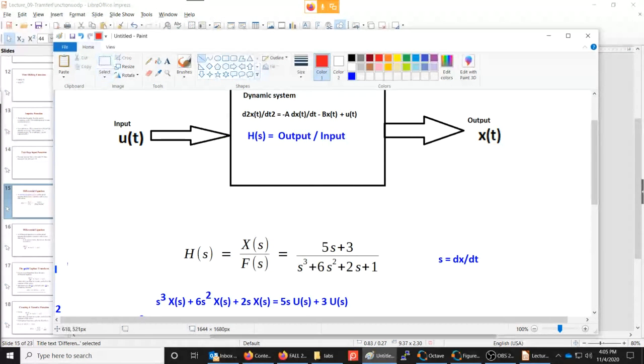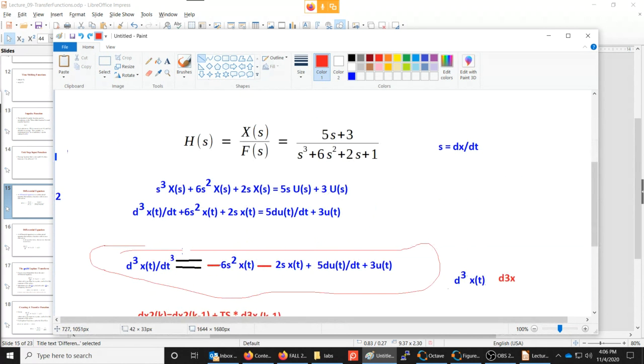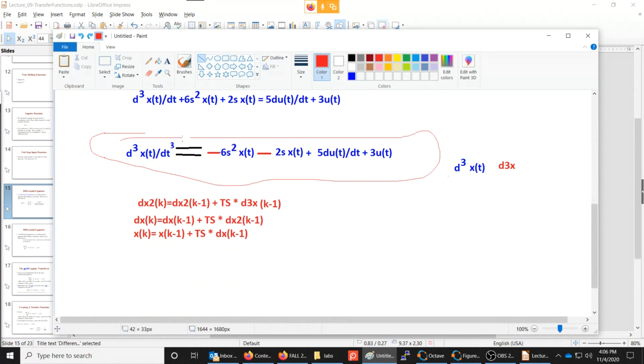And again, it's just cross multiply. You just cross multiply, and the s's give you the order of derivatives. So s cubed is the third derivative, s squared is the second derivative, and just s is the first derivative. And if there's no s, then it's just your variable. Okay.